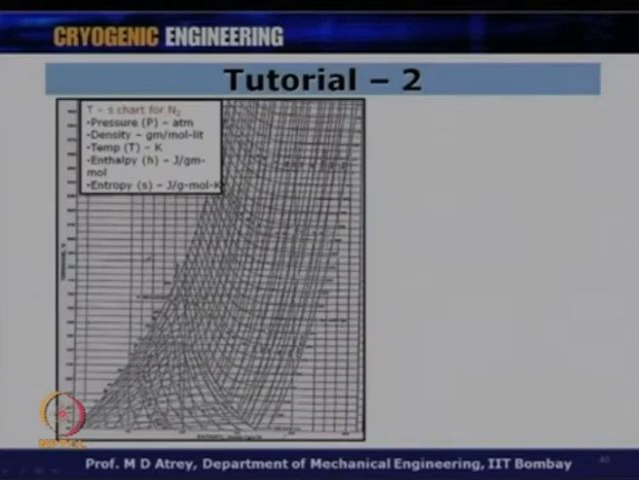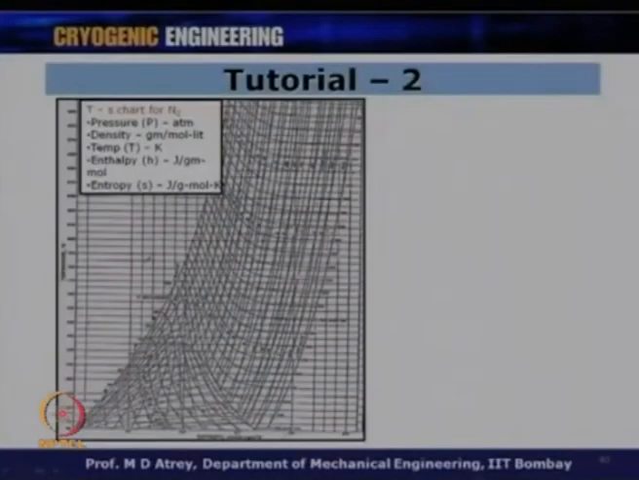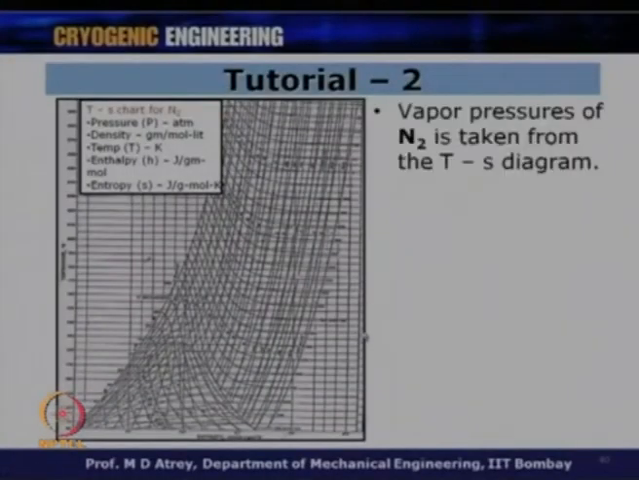So, how do I go? How do I start? As I said, I am told in the problem or the tutorial that I have to take the vapor pressure of nitrogen, let us say at 86 Kelvin. Corresponding to that, I will get these values from the TS diagram, and if I locate the temperature of 86 Kelvin here, corresponding to this value, I can read the pressure. So, this is basically the saturated vapor curve.